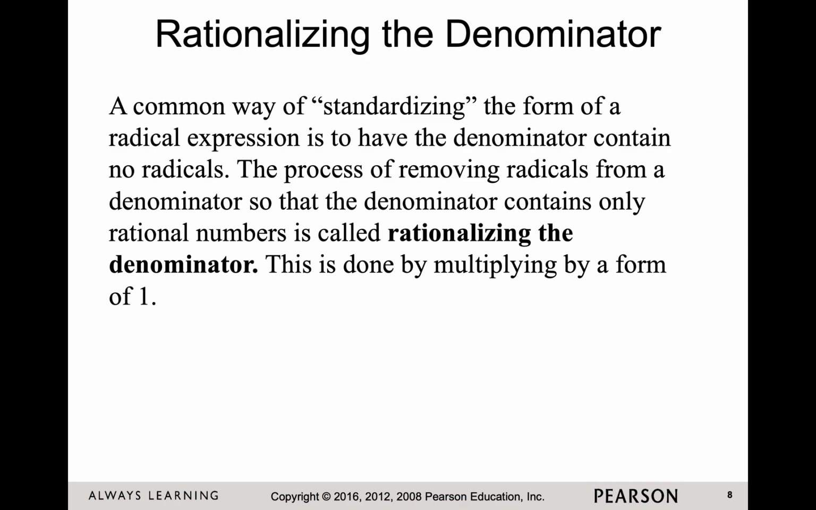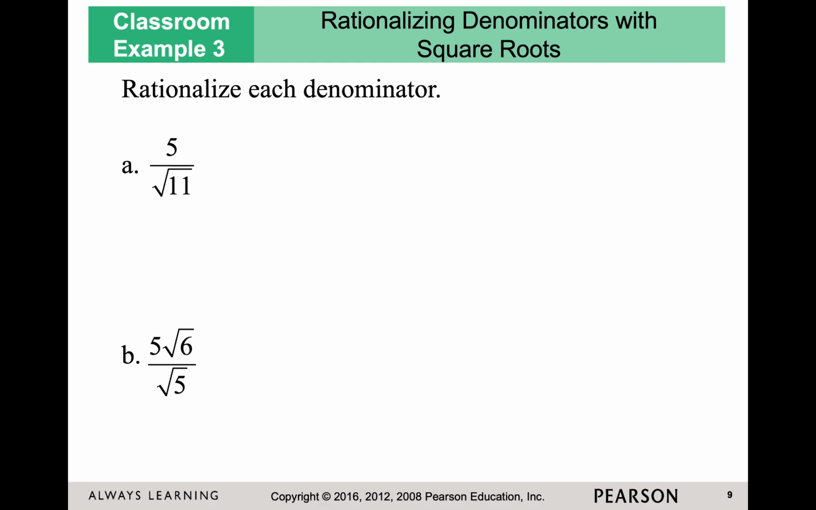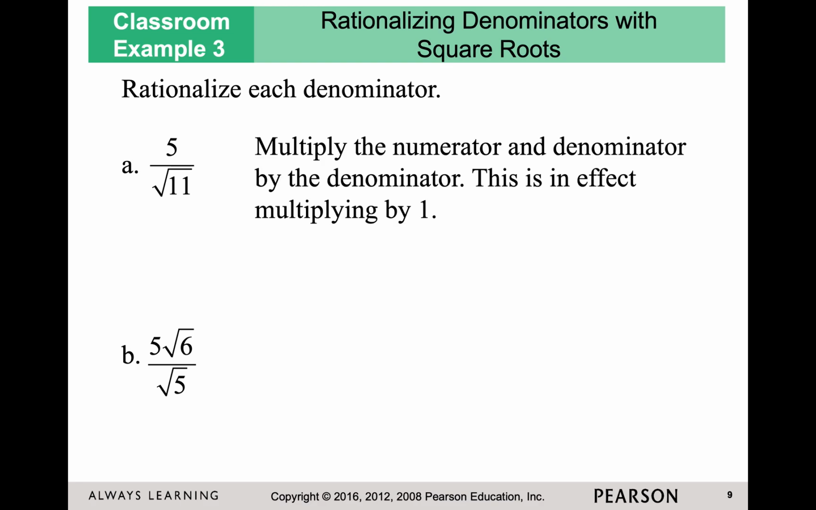And this is done by multiplying the top and the bottom by the value in the denominator. If I multiply the top and the bottom by the same thing, like 2 over 2, 3 over 3, it's called a form of 1 because 3 divided by 3 is really just 1. So I'm not unbalancing my equation because technically I'm multiplying by 1. So if I want to rationalize the denominator in A, I need to get rid of the square root of 11. So I'm going to multiply this by the square root of 11 over the square root of 11. And it's considered a form of 1 because that would reduce to 1.